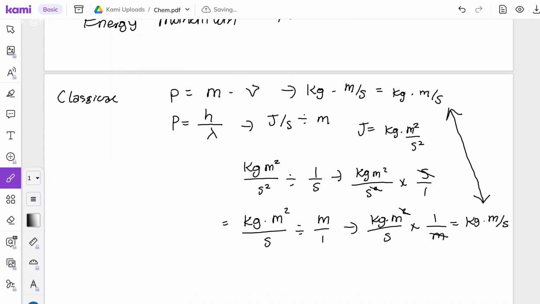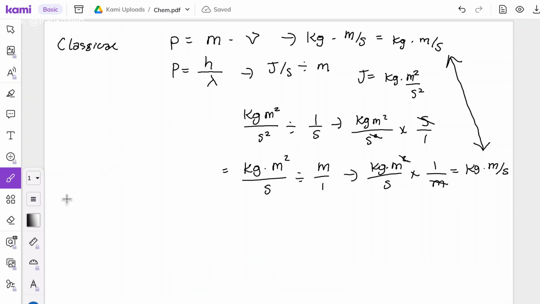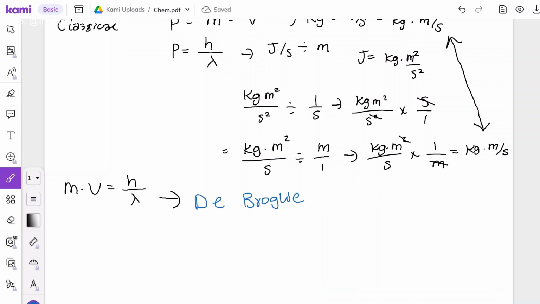And it comes into play with de Broglie's equation, because you basically just set these two things equal to each other. So mass times velocity is equal to h over lambda. And this is de Broglie's equation, or factor, that proves that particles have a wavelength as well. So when you solve for the wavelength, it is equal to h over mass times velocity.